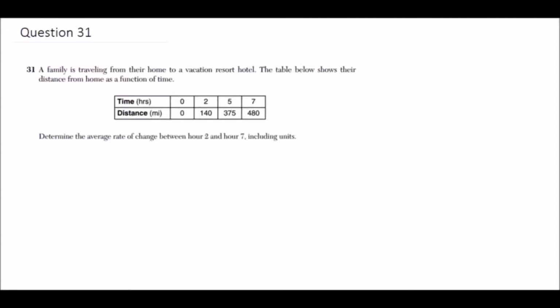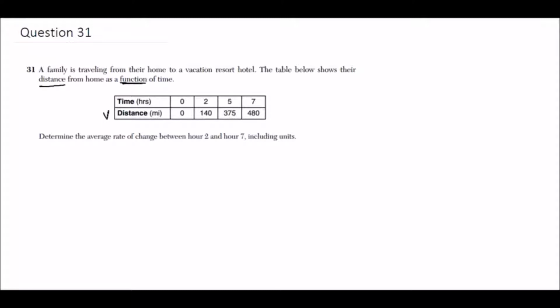This is question number 31 on the January 2017 Algebra 1 Common Core Regents. And what we have is a table and a function. A family is traveling from their home to a vacation resort hotel. The table shows their distance from home as a function of time. So the distance is the function.